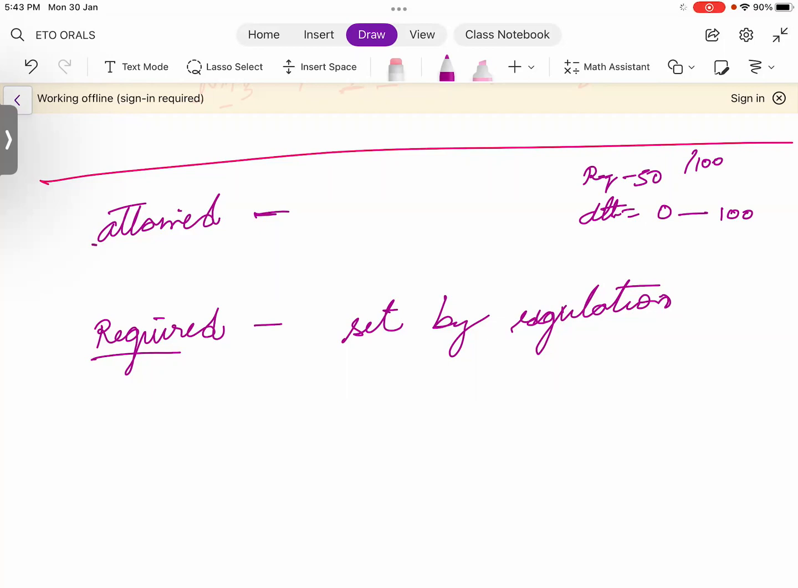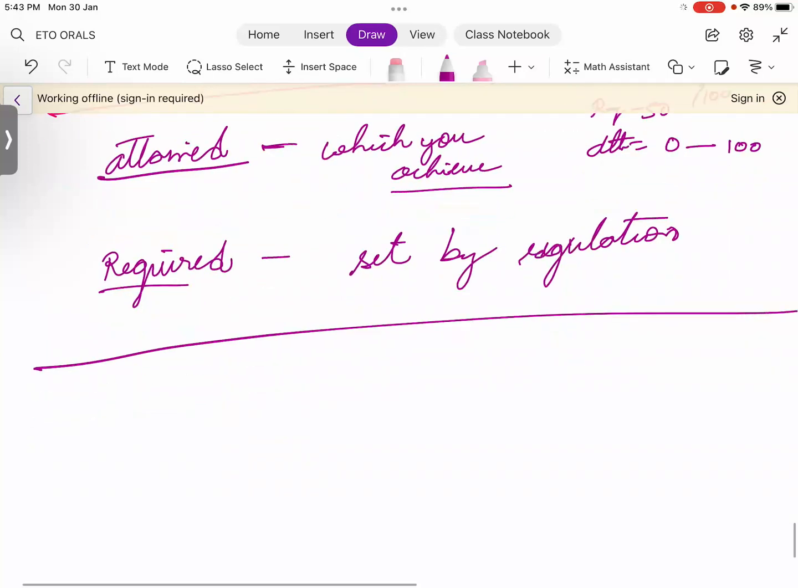But your marks will decide whether you are complying with the regulation or not complying. समझ आ रहा है आपको what is attained, required? समझ आ रहा difference? Attained means which you achieve. Okay, understood? And required is set by the regulation. This much you need to achieve.